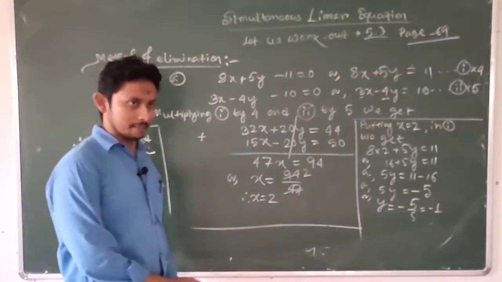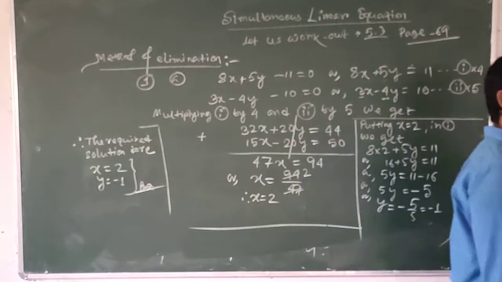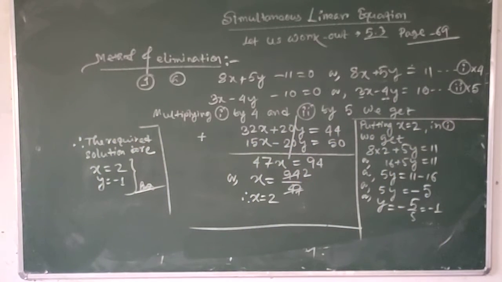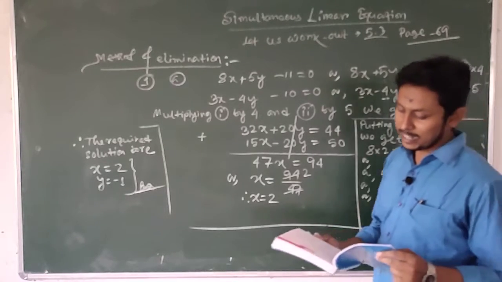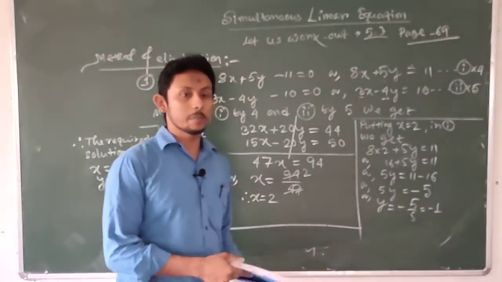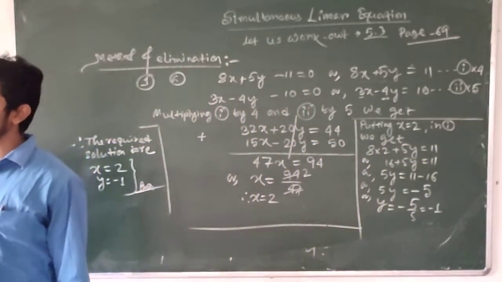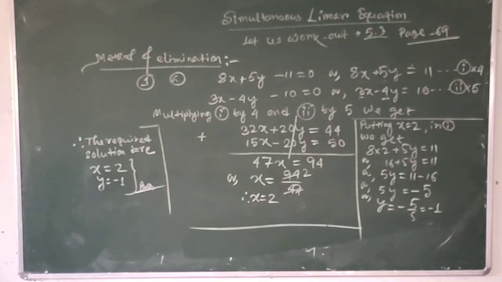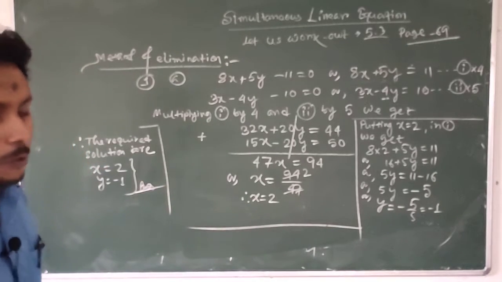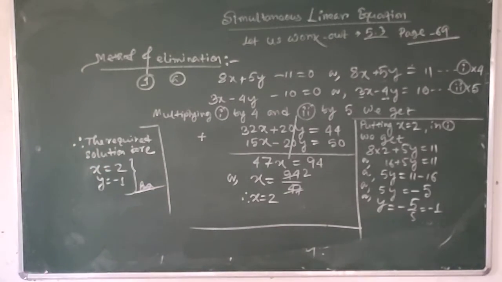But it does not end here. This question has asked for more, and what is the more there? Yes, it needs to be checked graphically. That means we also need to solve by the graphical method. Don't we know how to solve by the graphical method? Do you know that? So we have already found the solution, 2, minus 1.